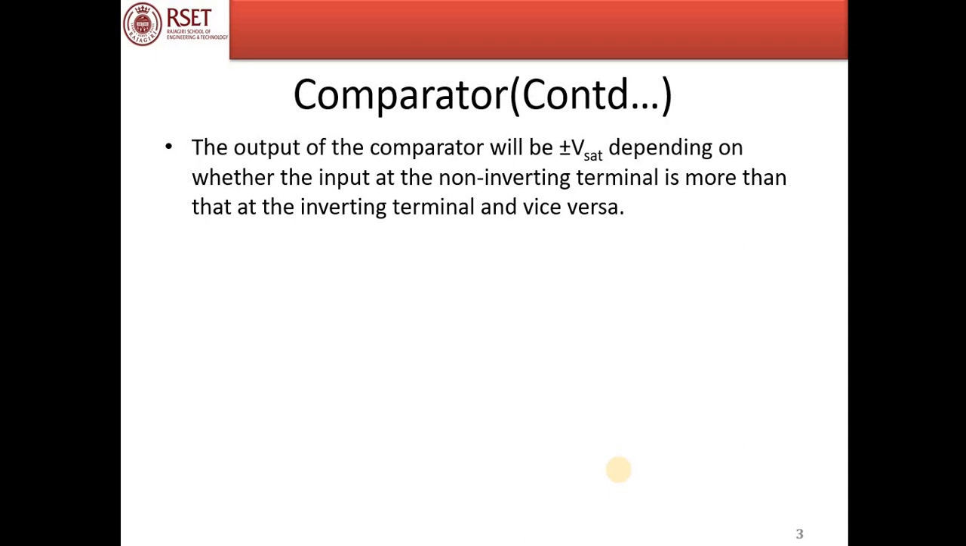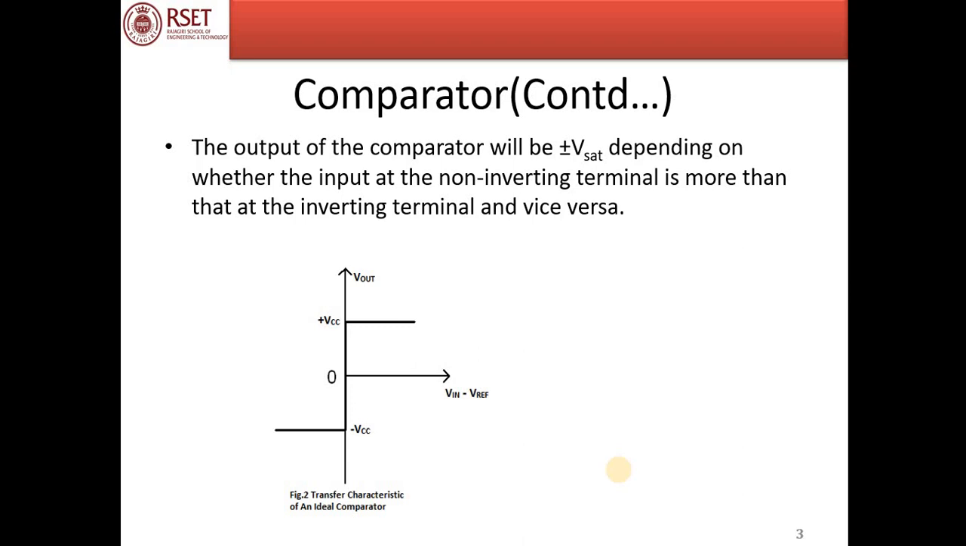Since the comparator circuit is of open loop configuration, what will be the output of the comparator? It will be either plus Vsat or minus Vsat, and this depends upon whether the voltage at the non-inverting terminal is more or less when compared to the voltage at the inverting terminal. If the voltage at the non-inverting terminal is more than that at the inverting terminal, the output of a comparator will be plus Vsat and vice versa.